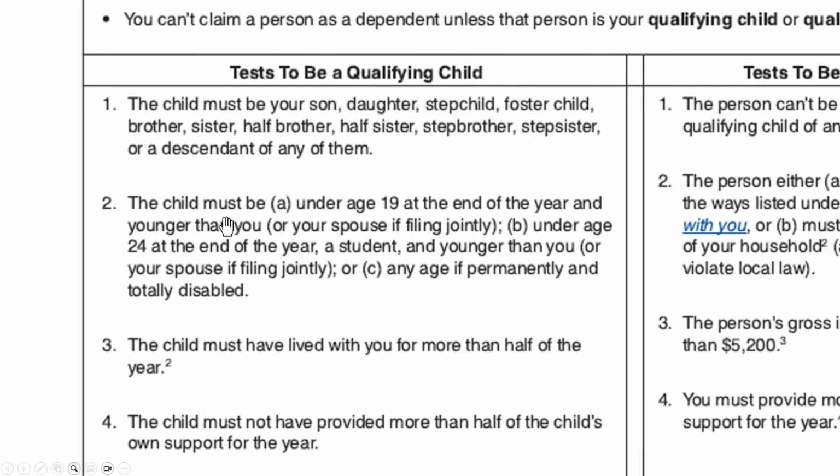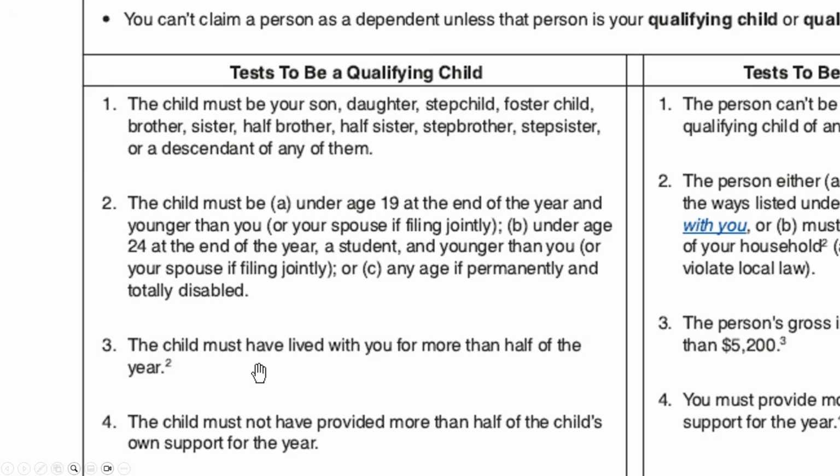Secondly, the child must be under age 19, so age 18 or younger as of the end of the year, and they have to be younger than you. So if we're talking about your brother or your sister, they have to be your younger brother or sister. But the basic rule is they have to be under age 19, or under age 24 and a full-time student, or permanently and totally disabled regardless of what their age is. So the general rule to remember is under 19, or under 24 and a full-time student, or permanently and totally disabled. Those are the rules.